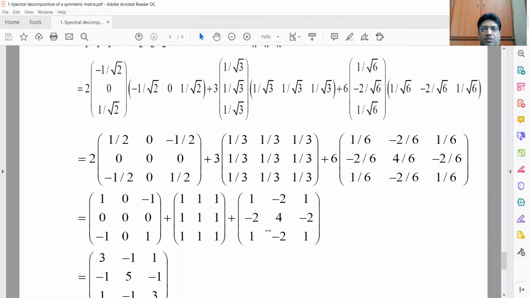So this is the procedure. That means not solving, it is decomposing the matrix A into spectral form. So this is the spectral decomposition of the matrix.